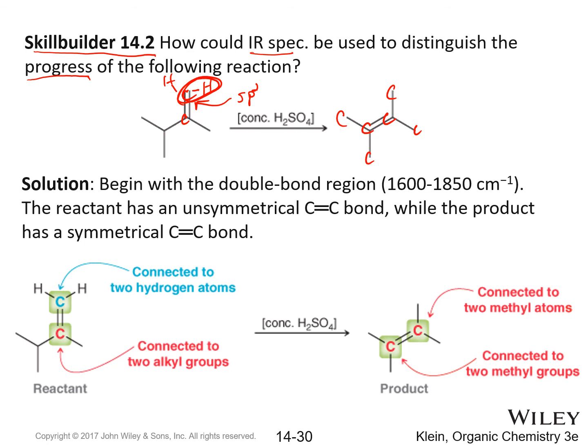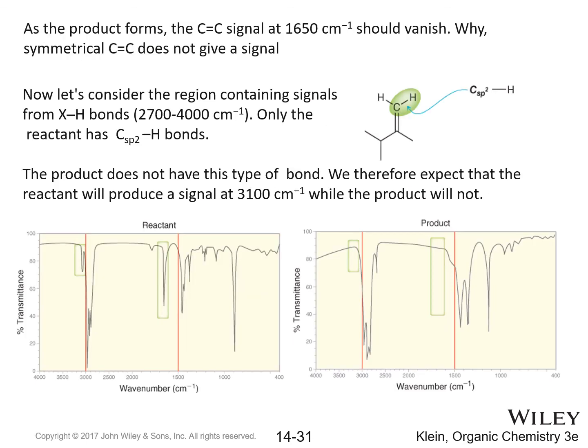So I'd say you want to start looking in this double bond region, and we'd see an unsymmetrical CH bond, or we have a symmetrical CH bond. So sometimes symmetrical carbon-carbon bonds disappear. So we have two things going away. As the product forms, the carbon-carbon signal should vanish because symmetrical double bonds are often not detected on IR. So here's your carbon-carbon double bond, and we see that carbon-carbon double bond disappearing.